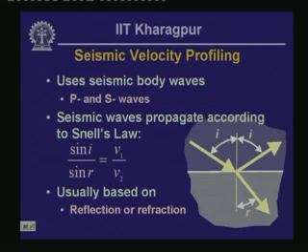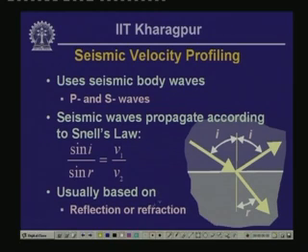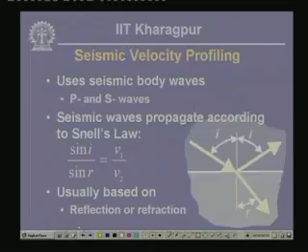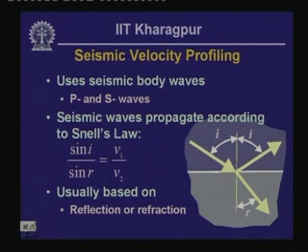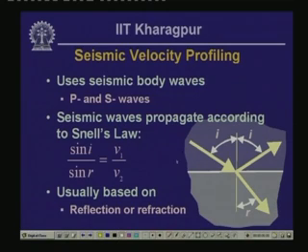Now, both these body waves during propagation follow Snell's law. That means the sine of the incident angle divided by the sine of the refracted angle is equal to the ratio of the velocities of propagation of the waves in these two media. That is indicated on the sketch to the right. Here we have an interlayer; above the interlayer the velocity of propagation of the seismic wave is V1 and below it is V2. So in that case, sin I over sin R will be equal to V1 over V2, as seen on the equation there.